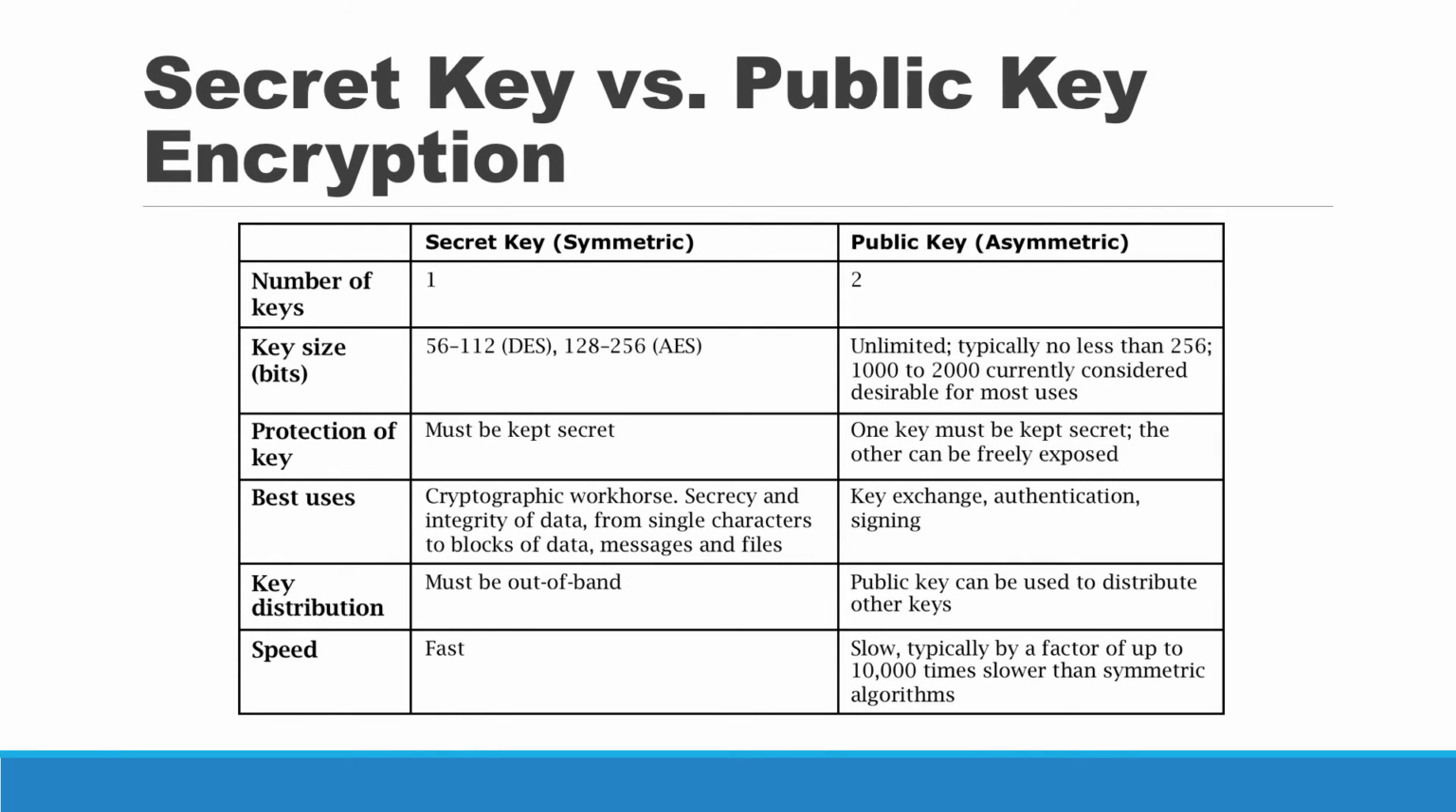Symmetric and asymmetric algorithms have complementary strengths and weaknesses, and are therefore used both for different purposes and in concert with each other. The book goes into detail about the two types of encryption in relation to each other.